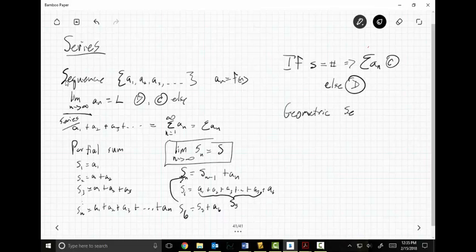Geometric series. And again, you saw these in pre-calculus. A geometric series is a series of the form, typically written like this. You'll see them as the sum of AR to the n, where n goes from 0 to infinity, or the sum as n goes from 1 to infinity of AR to the n minus 1.